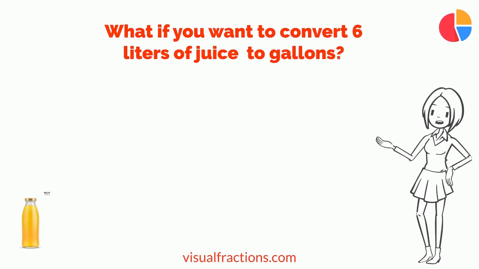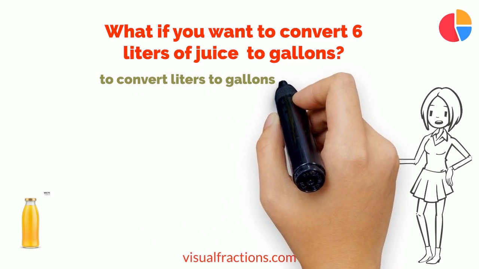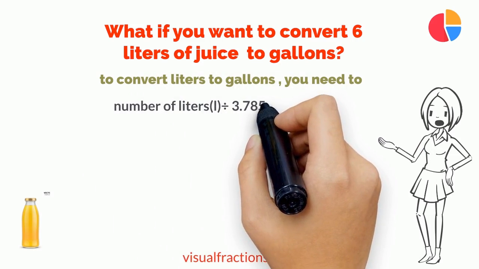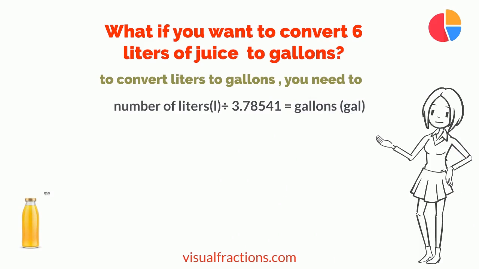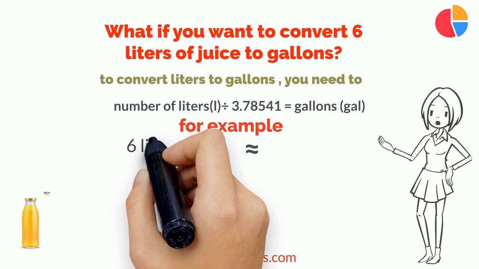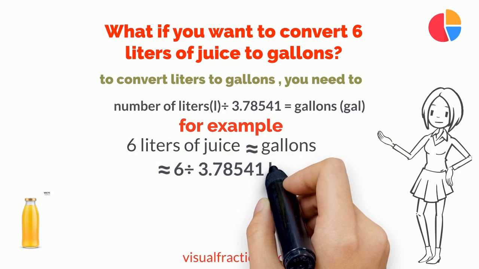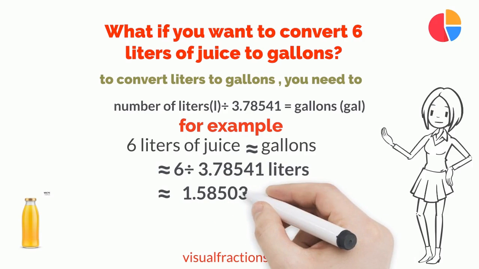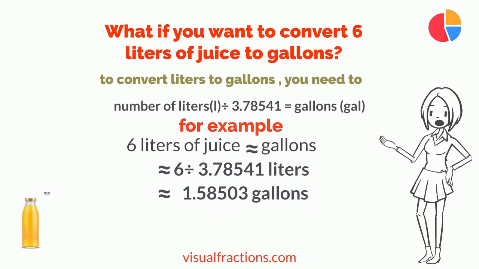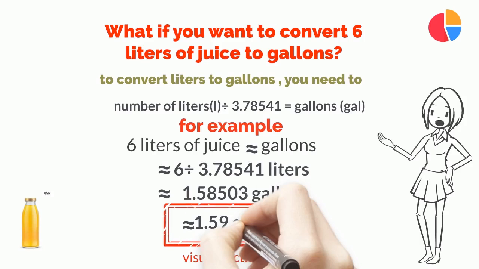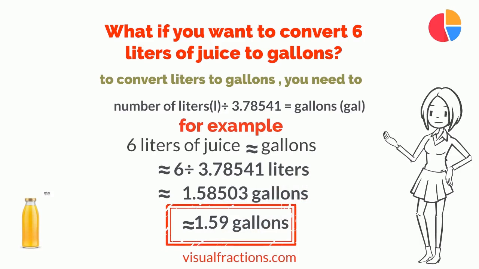No problem. To convert liters to gallons, divide the number of liters by the conversion factor of 3.78541. Suppose you have 6 liters of juice. Dividing by 3.78541 gives approximately 1.58503 gallons. Remember to round to the nearest hundredth, so your final answer is approximately 1.59 gallons.